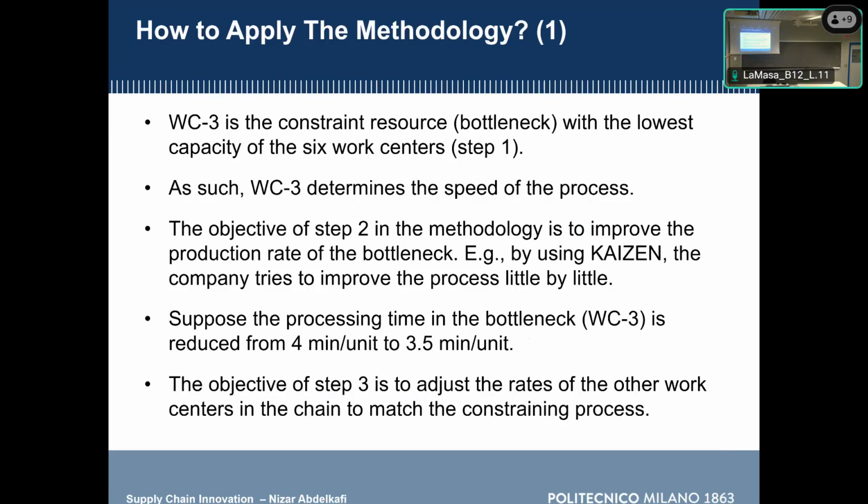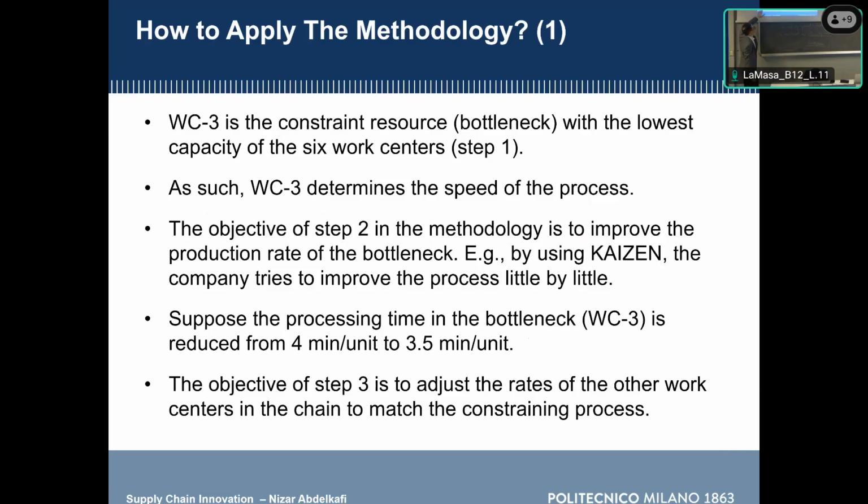Suppose that the processing time in the bottleneck, WC3, is reduced from 4 minutes per unit to 3.5 minutes per unit. Let's imagine this. You can look at your slide. I don't know if you have it already. So what will be the constraint now? Or what will be the bottleneck? Still, the improvement was not so good that we are able to improve the situation.